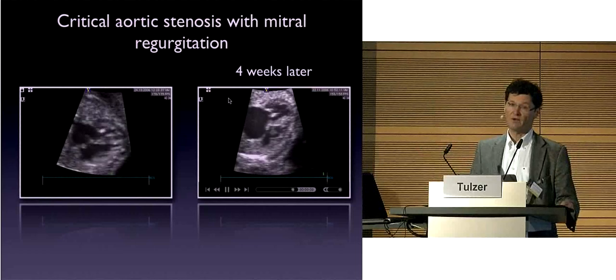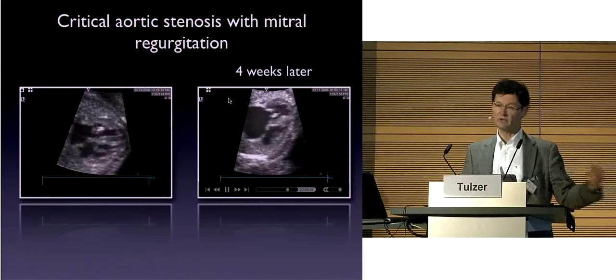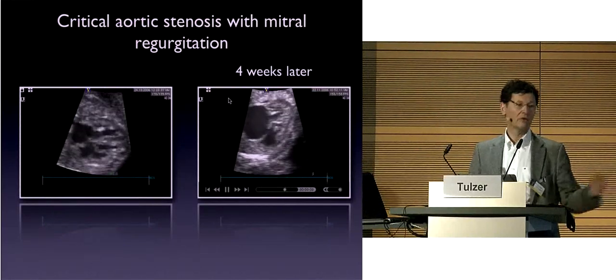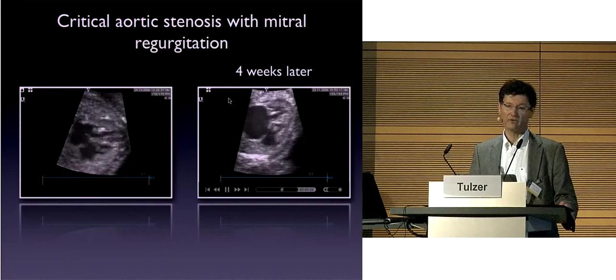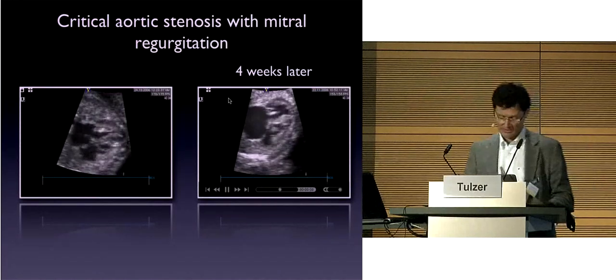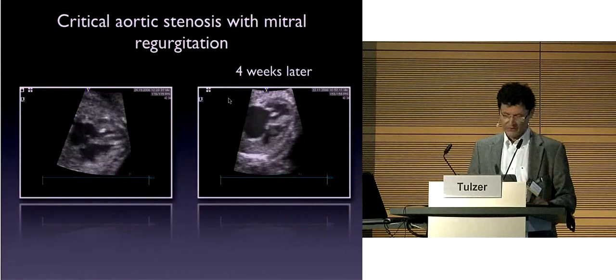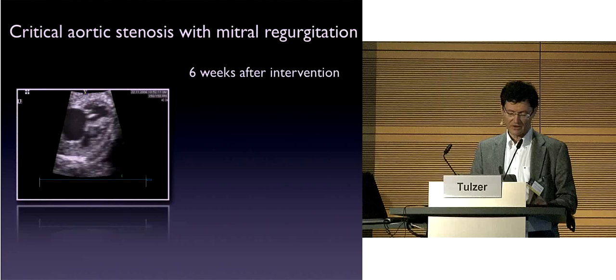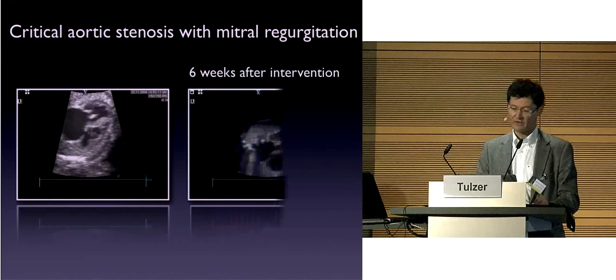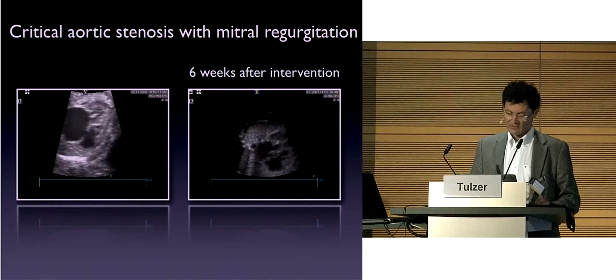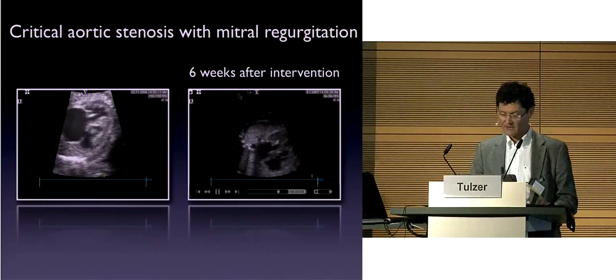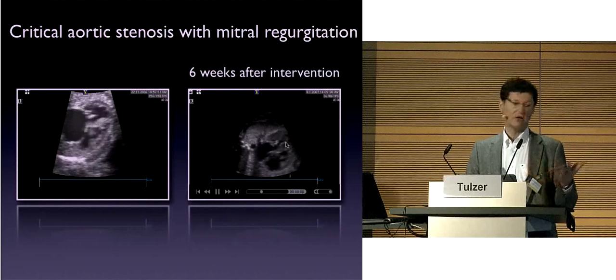And you might guess how the further intrauterine course would be, with still at least 4 months to go with this sort of situation, which is definitely not associated with a good prognosis. So we decided to do this intervention and to dilate the aortic valve. And just 6 weeks after the intervention, we get this sort of picture. The left atrium was decompressed, came back to normal size. The left ventricle still very hypertrophic.